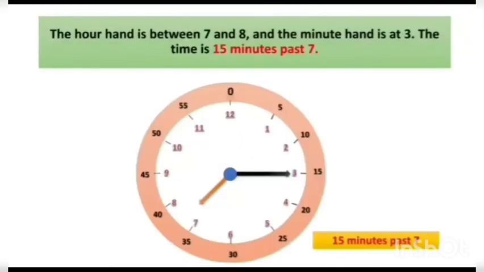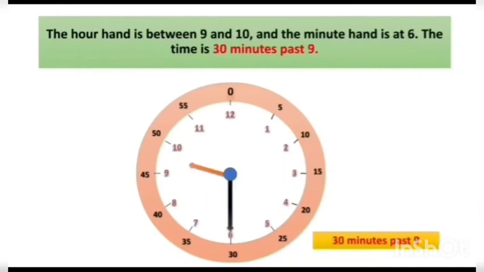The hour hand is between 7 and 8 and the minute hand is at 3. So what is the time? Yes, 15 minutes past 7. Let's see the next clock. The hour hand is between 9 and 10 and the minute hand is at 6. So what is the time? Yes, 30 minutes past 9.